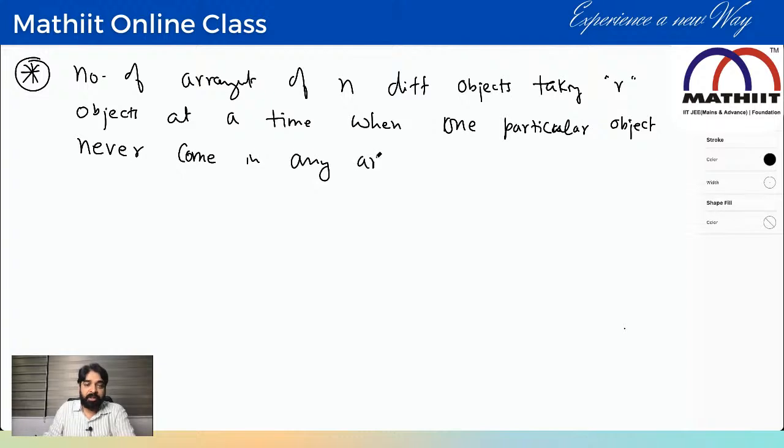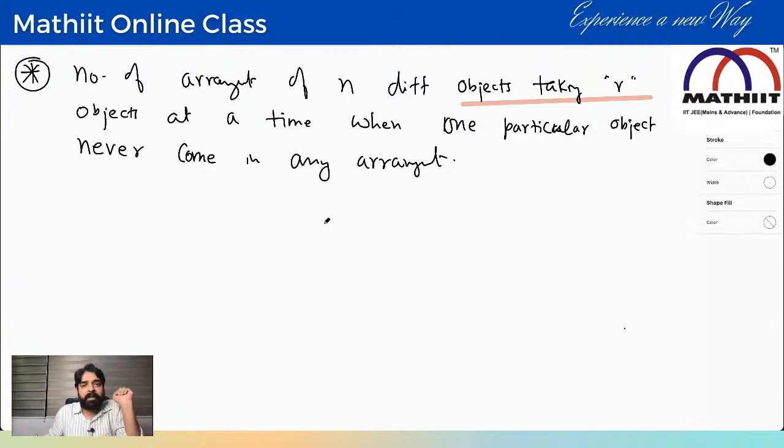Feel the question, visualize the question. Don't try to learn it as a formula. There are n different objects. We are arranging r objects. This line, taking r objects at a time, has a meaning: it says how many places you have to fill. You have to fill r places. N different objects we have to arrange, but there is a restriction: one particular object, which I don't know, never comes in any arrangement.